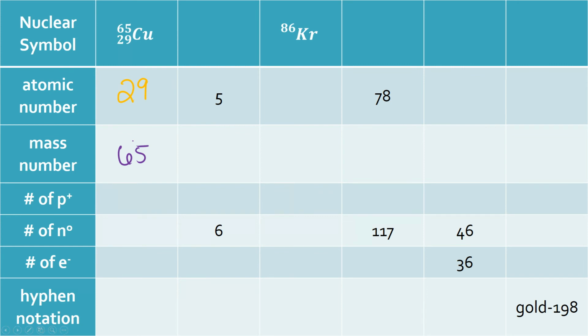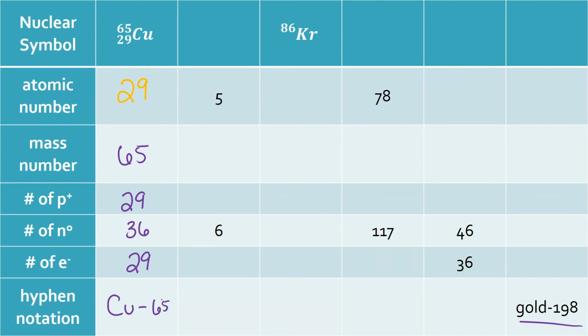How many protons does it have? So that's going to be 29. And we can do electrons, 29. So then the number of neutrons, we're going to subtract these out, and we get 36 by subtracting 29 from 65. Hyphen notation then. So you can do hyphen notation two different ways. You can do it this way where you write out the full name, hyphen, mass number, or you can also do it symbol, hyphen, mass number.